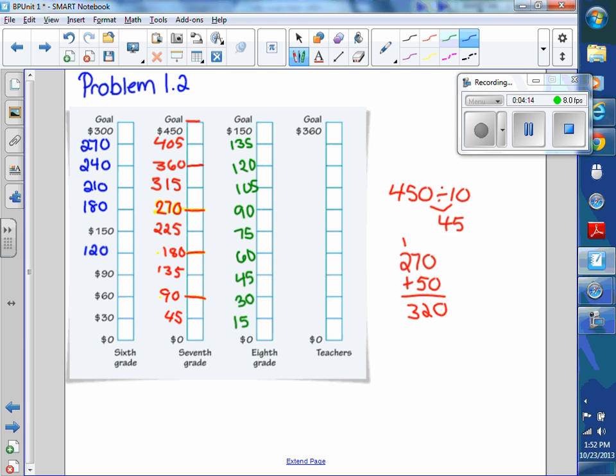True. 360 divided by 10 is 36. What's 36 and 36? 72. So what if we just skipped again? Double 72 and you get 144. Yeah, it kind of helps. Double one, add another 72. 216. And then add another 72.